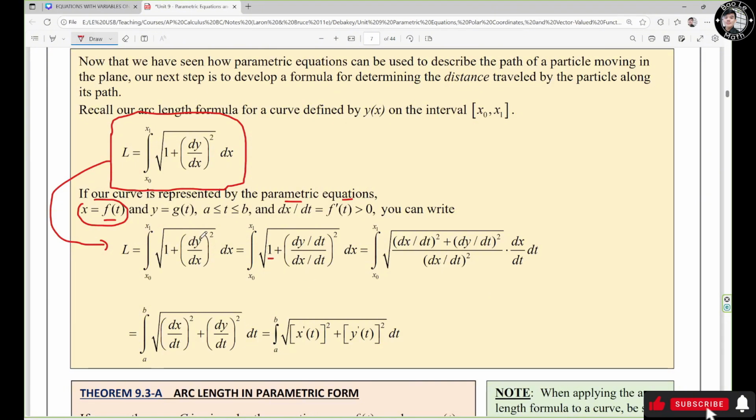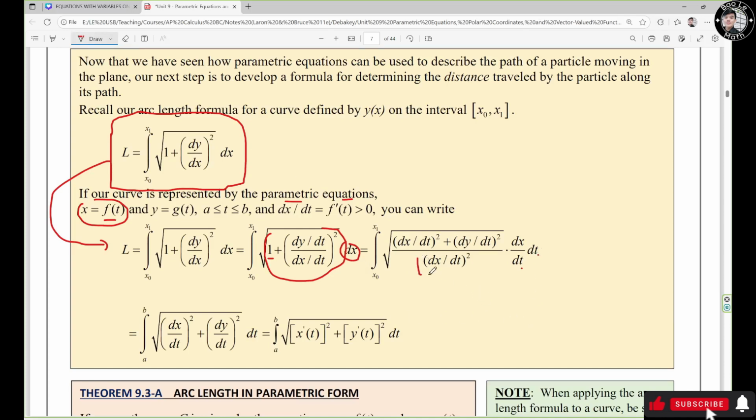Now, I'm going to divide the top and bottom by dt squared. So I get this right here. Now, 1 right here can be written as dx over dt squared over dx over dt squared, so we write it in the same denominator. Now, for dx right here, I just multiply the top and bottom by dt.